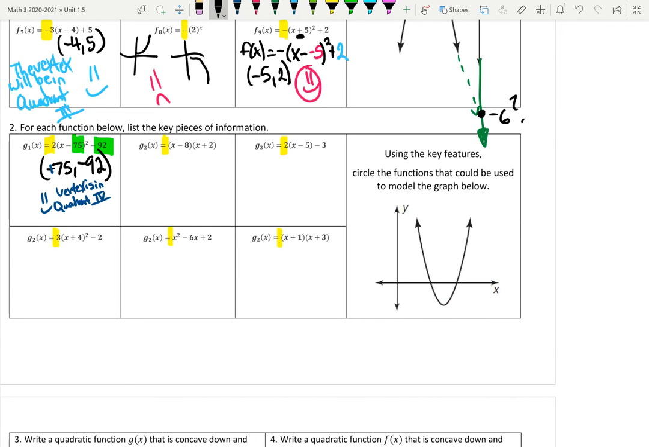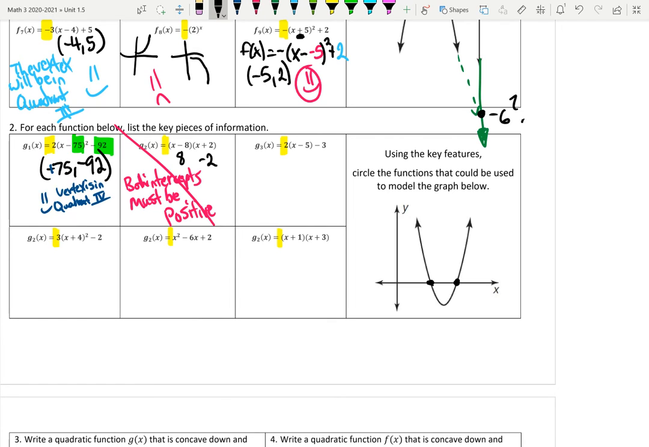This next one, x minus 8, x plus 2. Solve it. You can ask yourself, what makes it 0? 8 and -2. Now, when I look at these x-intercepts, I notice how they're both positive. This is not going to be the case. Both intercepts must be positive. So that's a no-go.